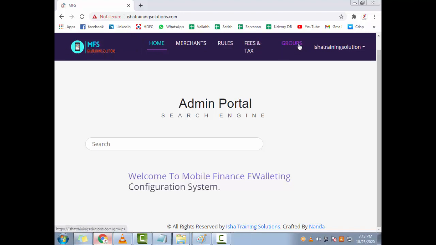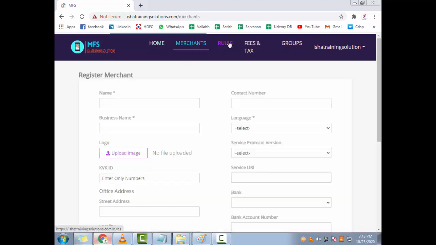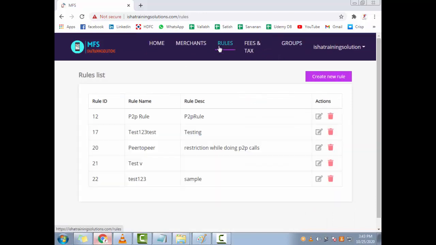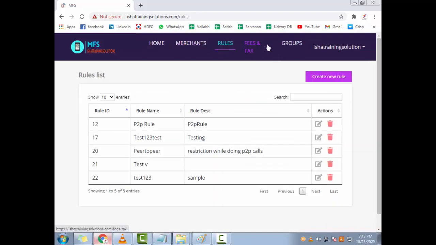There are 5 tabs: home, merchants, rules, fees and tax, and groups. Here the most important thing is rules. Once you understand rules, the other tabs are actually very straightforward, not much to understand. The only thing that you need to understand is rules. We apply these restrictions using something called rules. I've told you we wanted to implement those restrictions. It can be done via rules.